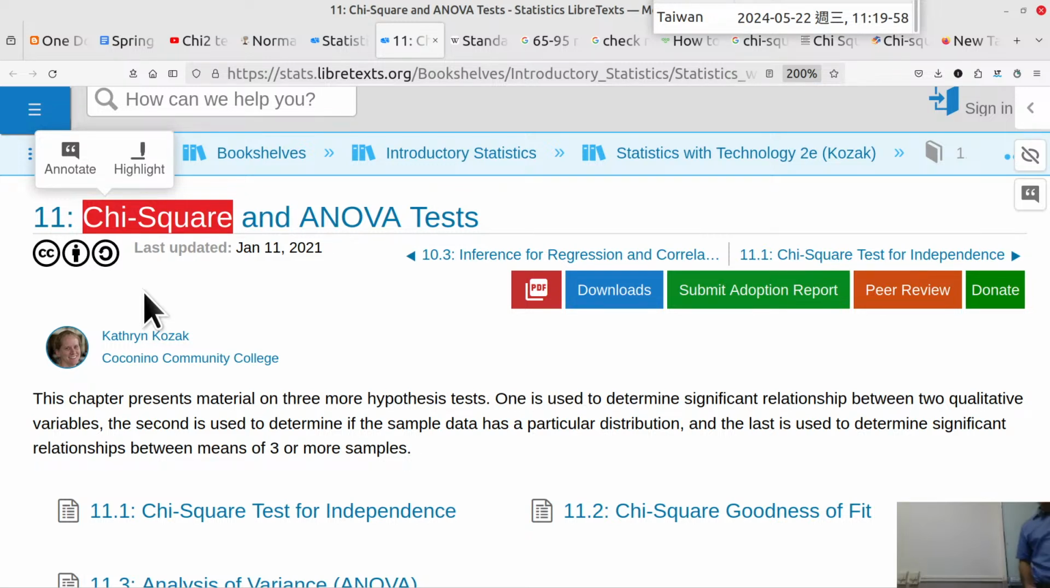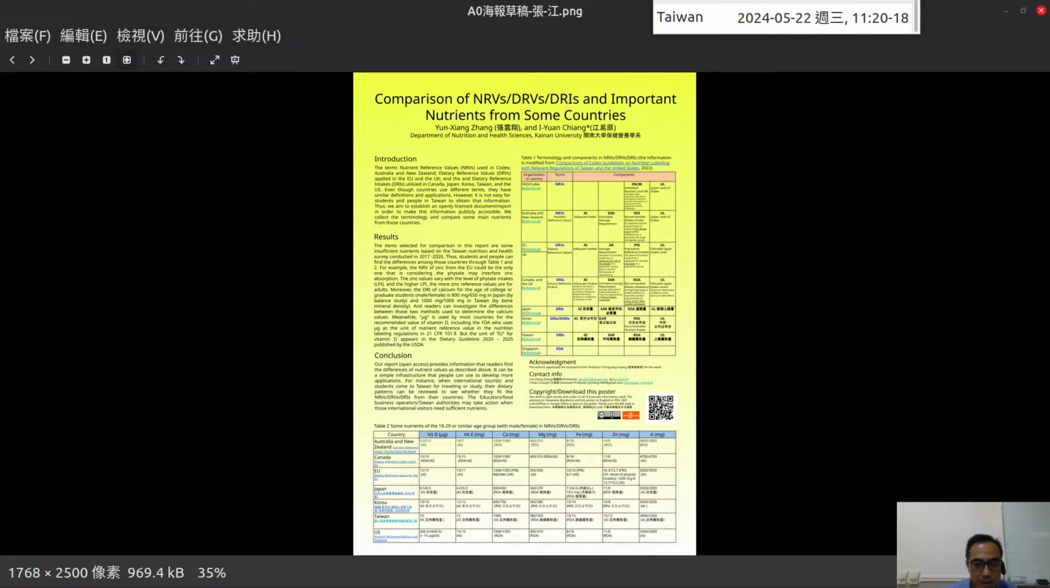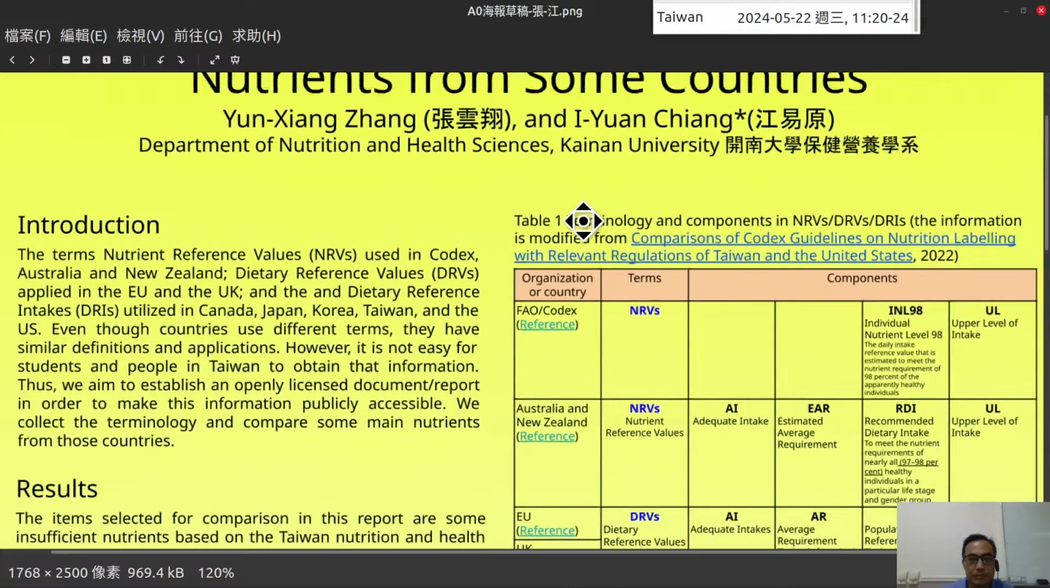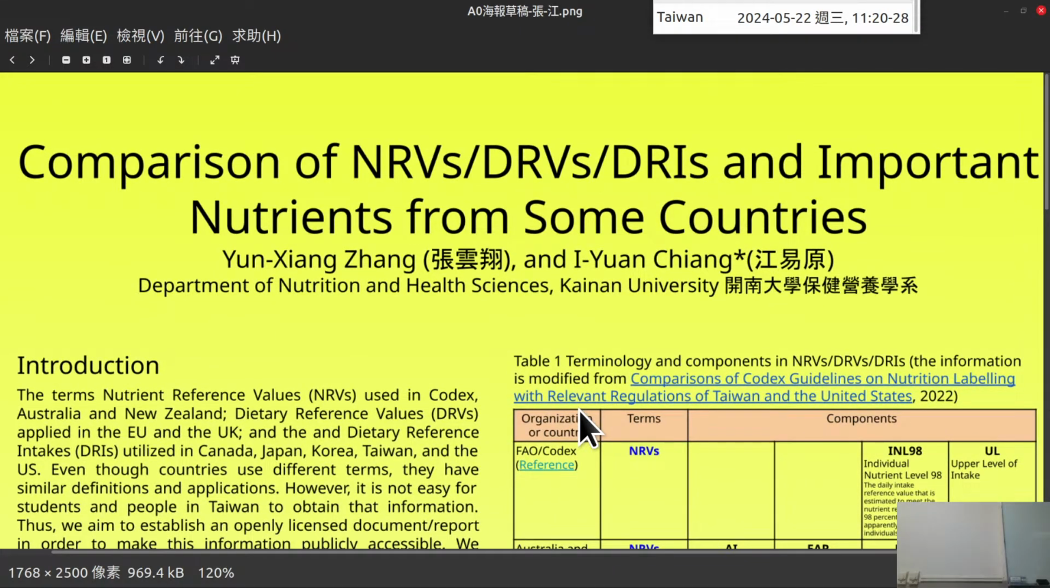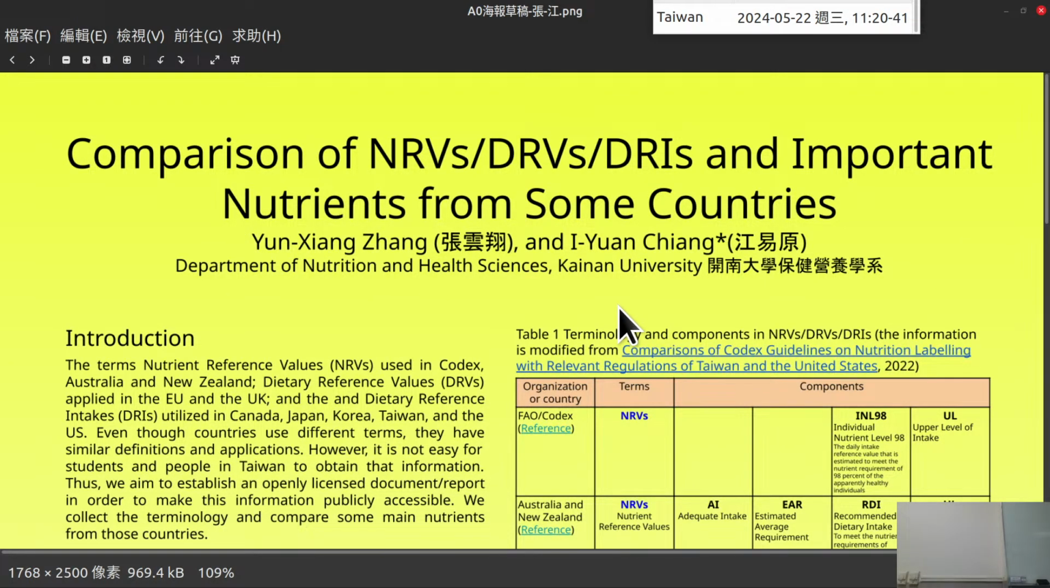And before I start, I want to share the slides, the posters I gave you. That is here. Okay, here. The student and I published this poster in November 2022, and we did this kind of research and comparisons of DRIs. It means the dietary reference intakes.